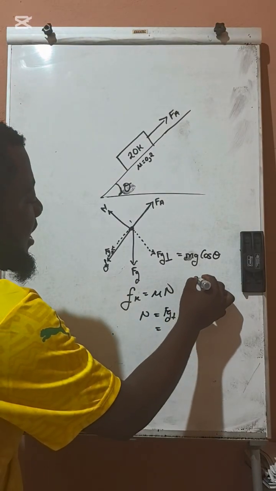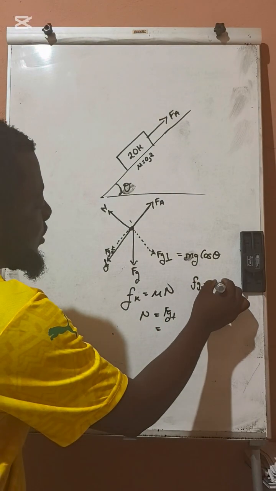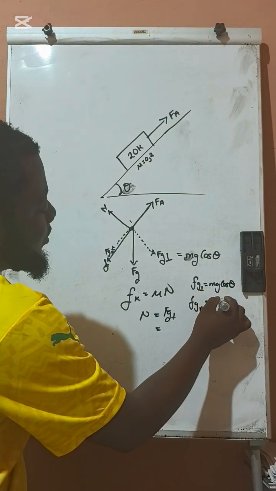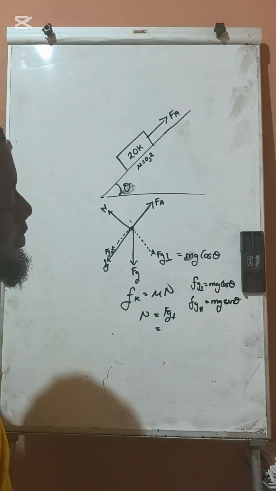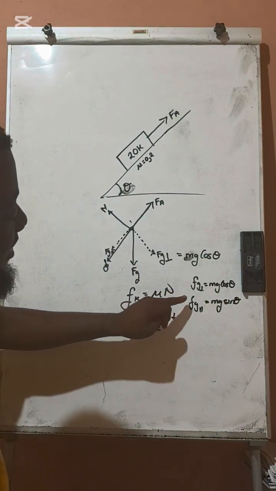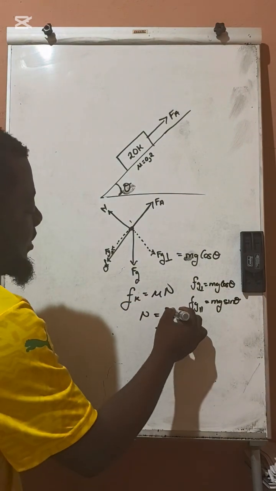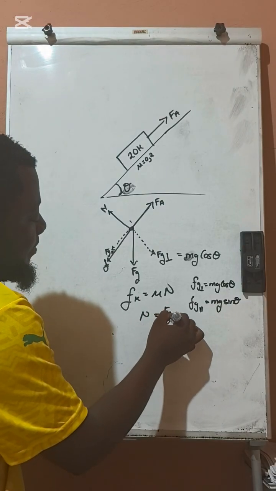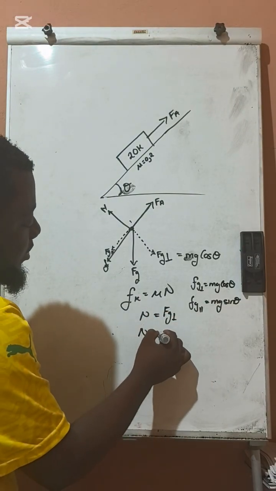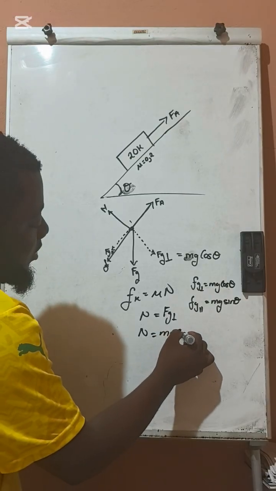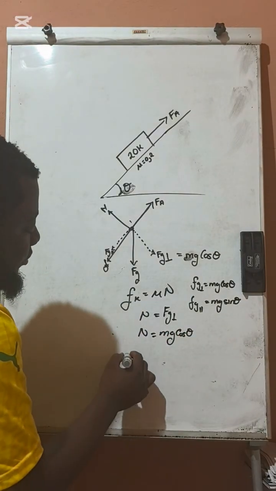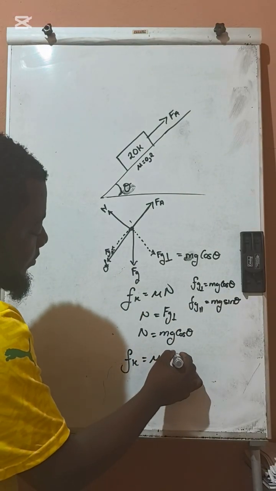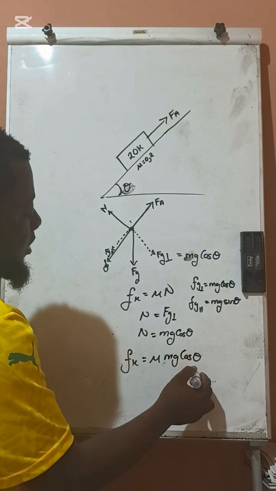So Fg perpendicular equals mg cos theta. Fg parallel equals mg sine of theta. You need to know these formulas, very important, especially the one for Fg parallel. So the normal force equals Fg perpendicular. Therefore, normal force equals mg cos of theta. When we back substitute here, it gives us Fk equals mu, where there is n, we put mg cos of theta.